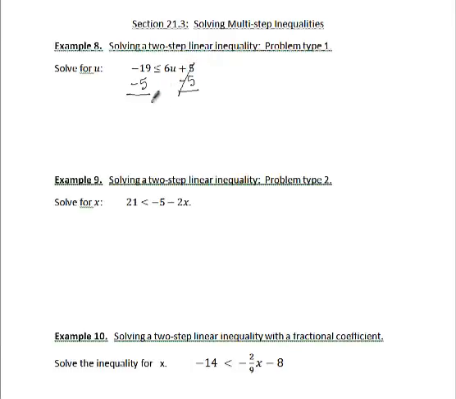The 5's cancel on the right. Negative 19 minus 5 is a negative 24. We only subtracted, so we do not reorient our inequality. And now we divide by 6, but we did not divide by a negative number. We divided by a positive number. And so still we do not reorient our inequality. We keep the less than or equal to.